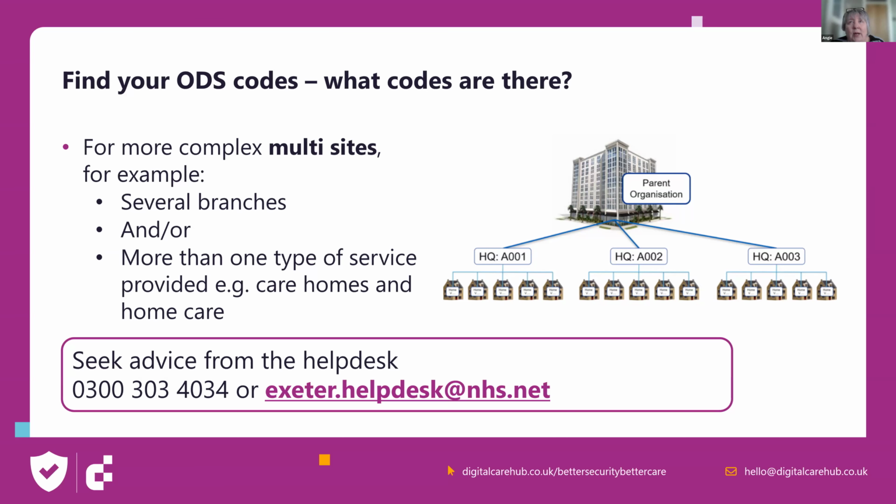So if you have several head office codes for different parts of the business, because they offer different services or CQC registrations, the best thing to do is to contact the help desk, and they'll be able to help you. Your local support organisation may be able to point you in the right direction. We also have a national team looking after complex multi-site providers. So if you contact your Exeter help desk, they may point you in our direction.